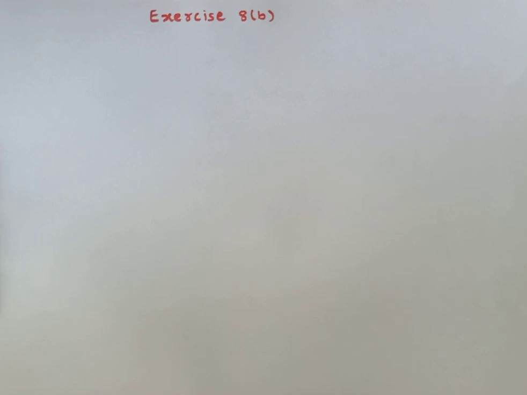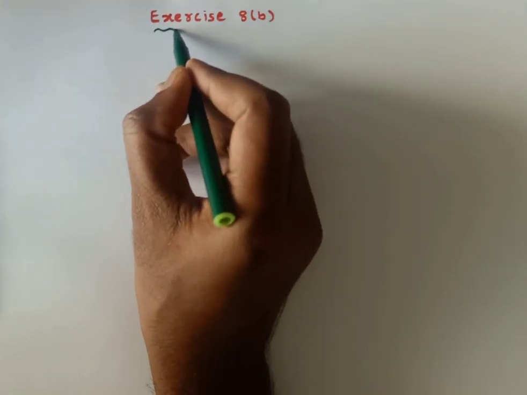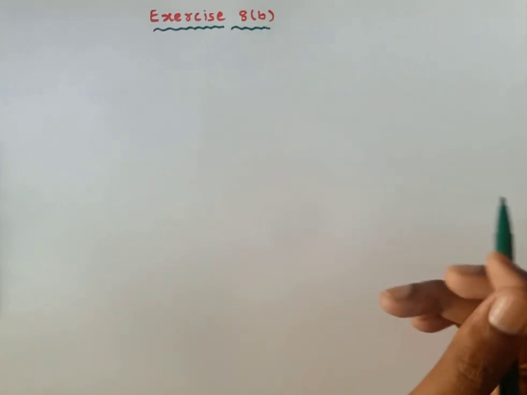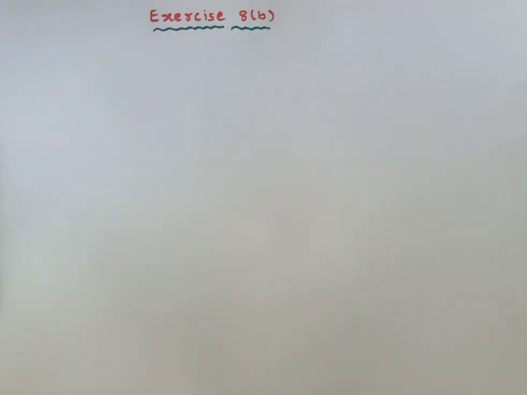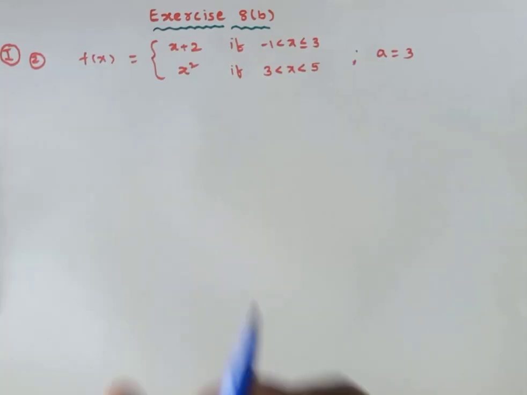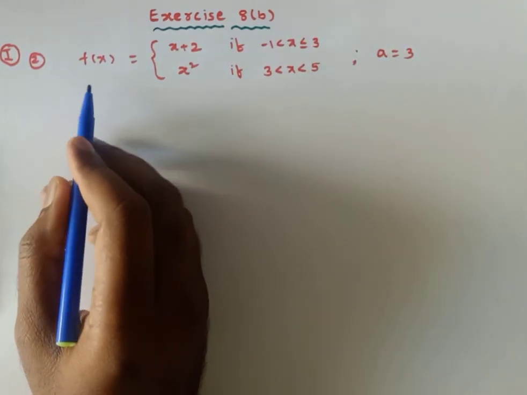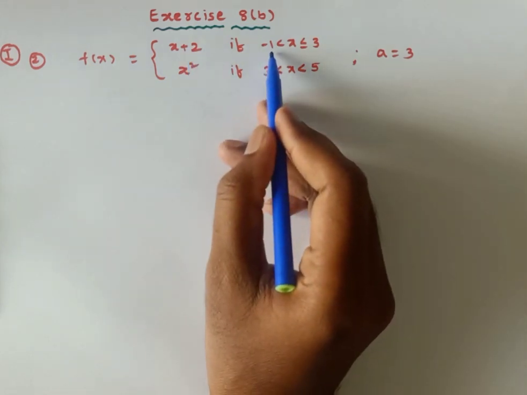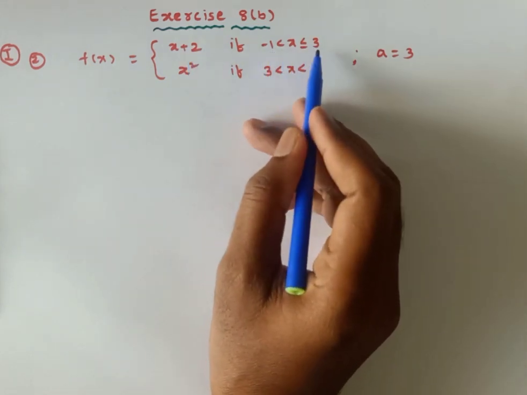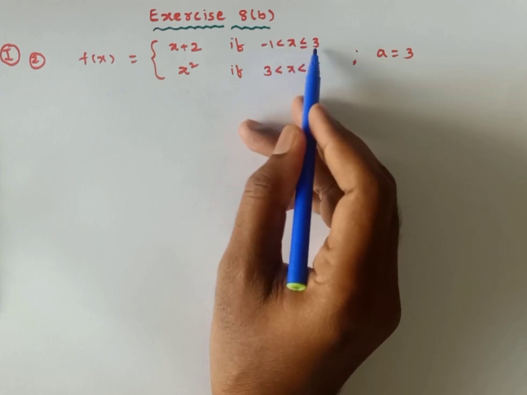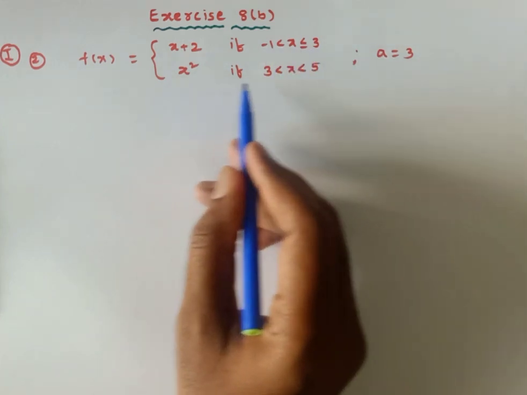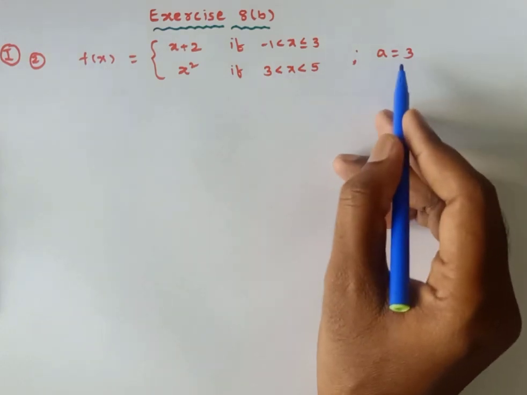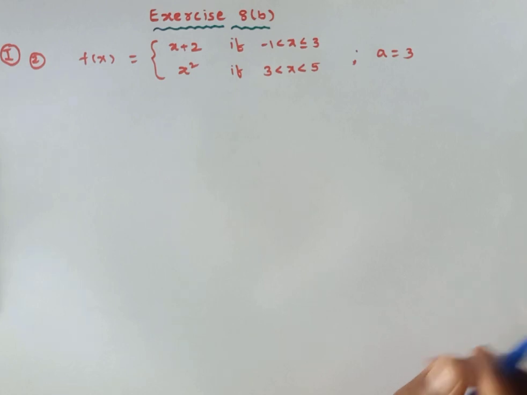So we'll discuss some problems related to the left hand and right hand limits concept from exercise B. Roman 2, second problem. f of x is defined like this: x plus 2 if minus 1 is less than x is less than or equal to 3, and f of x is x square when x is between 3 and 5. You need to find the limit for this function at a equal to 3.